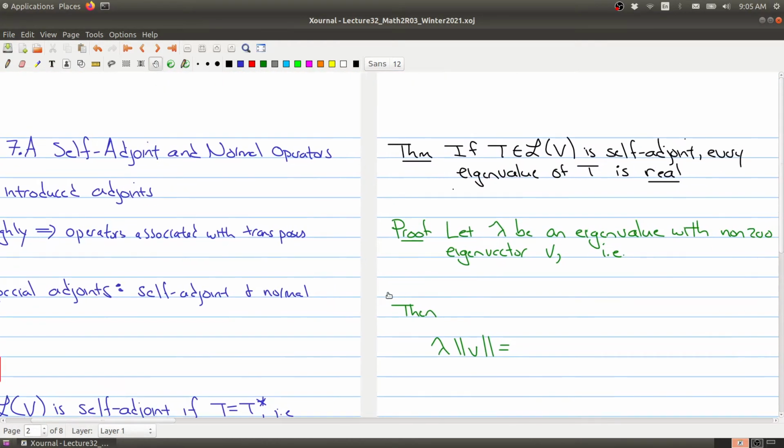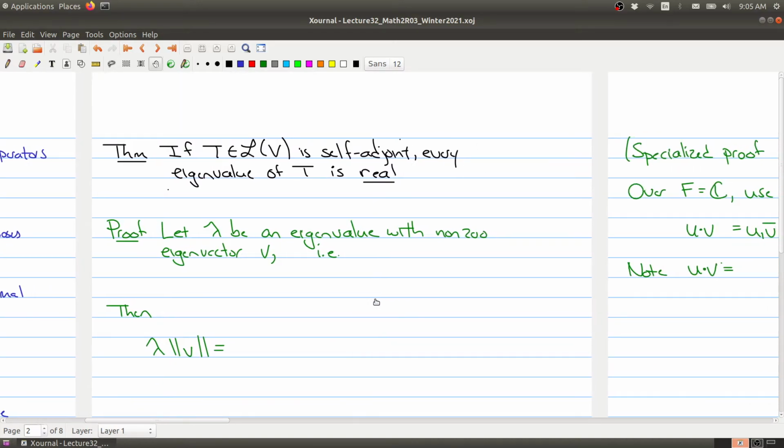Now, one thing that's nice about self-adjoint operators is that every eigenvalue of these operators is a real number.